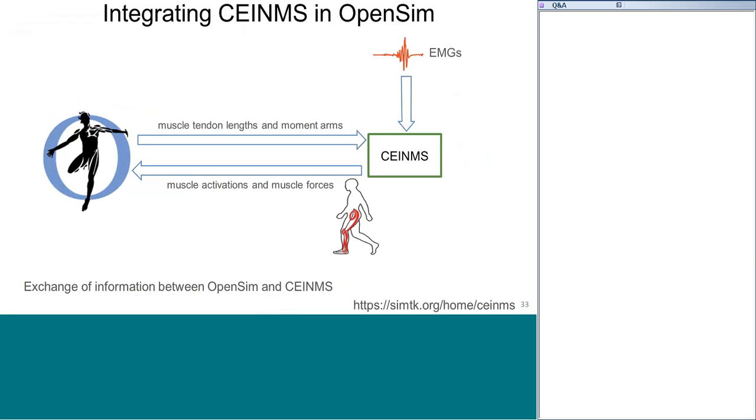What we want to achieve is an exchange of information between OpenSim and CEINMS. OpenSim computes muscle tendon length and moment arms, which are used with experimentally recorded EMGs as input for CEINMS. Consequently, CEINMS computes the muscle dynamic according to the options previously defined and returns to OpenSim the muscle activations and muscle forces data. The goal is to allow the user to perform EMG-informed simulation within the OpenSim GUI and receive visual feedback of the results.